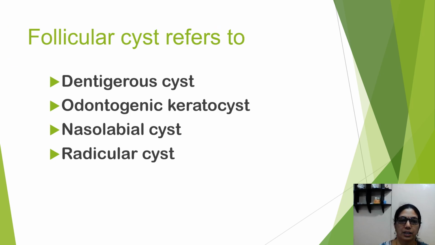Next, follicular cyst refers to what? Dentigerous cyst, odontogenic keratocyst, nasolabial cyst, or radicular cyst? Which is the follicular cyst, the other name for what? It is dentigerous cyst, because we have learnt that in the dentigerous cyst the epithelial component is derived from the dental follicle. So it is also referred to as the follicular cyst.